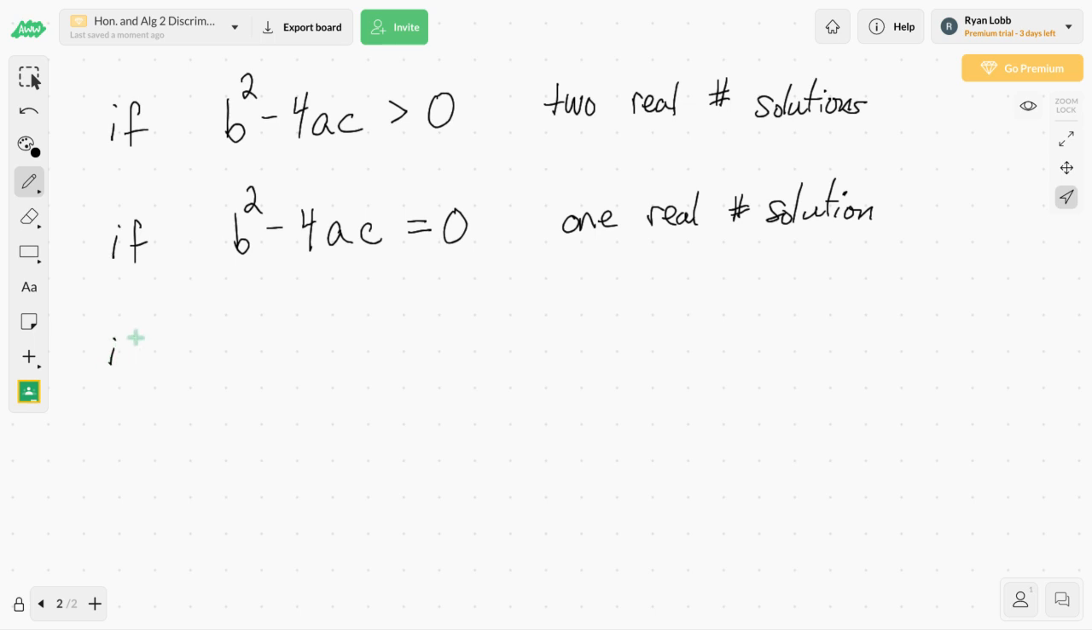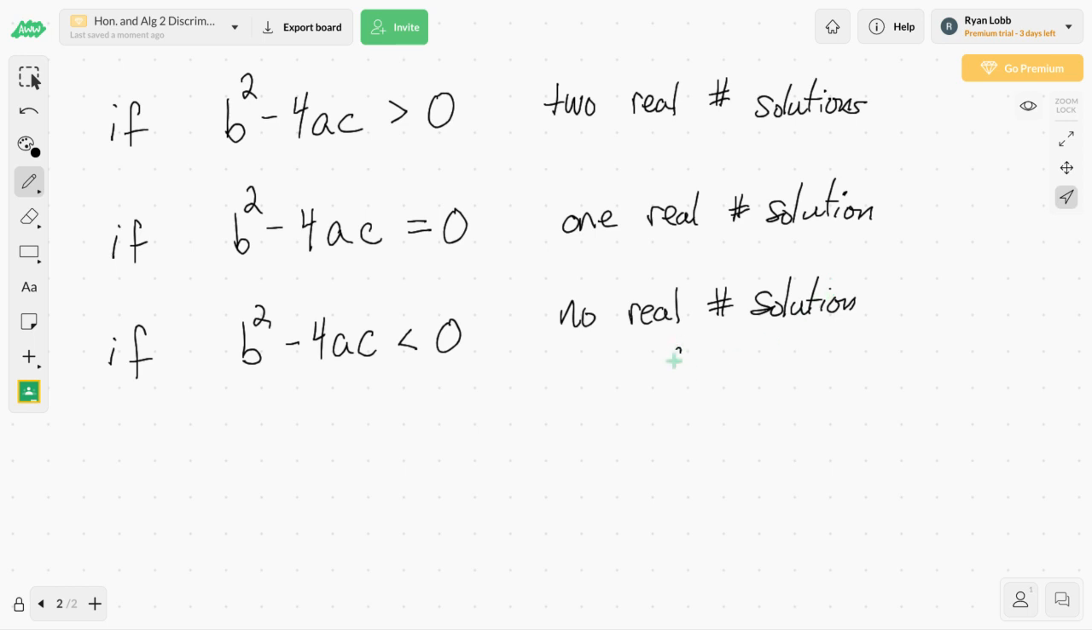And if your discriminant is less than 0, then you're going to have no real number solution. And that will mean that you have two imaginary solutions. So that's the discriminant in terms of how many solutions you'll have and what they are. Either you have two real, one real, or no real and two imaginary.